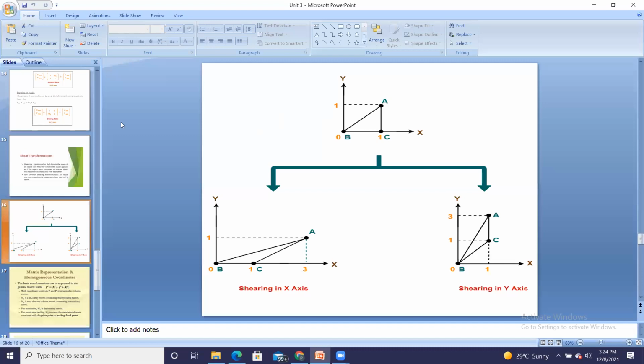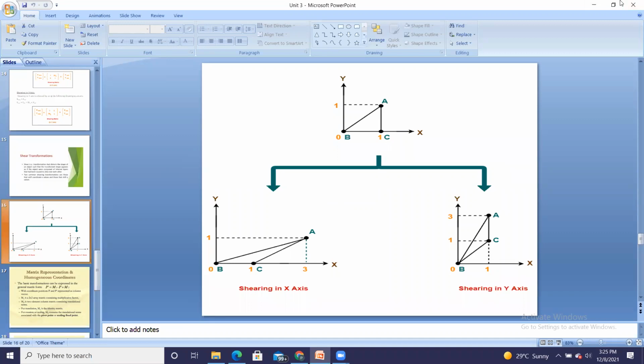Always remember this MCQ type of question: due to shear, the shape of the object gets deformed, or it can be said that shear is due to off diagonal elements. So you have to remember all these points, that deformation takes place in size and shape, and it changes the size of the object, and it is due to off diagonal elements.